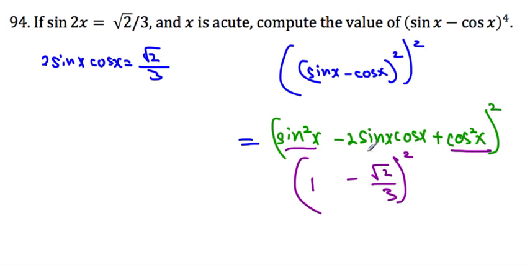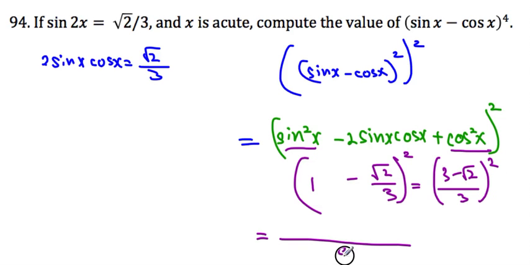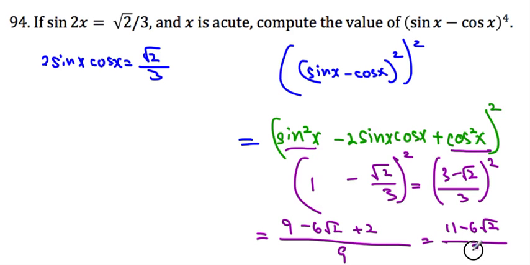Then all we have to do is square this and simplify, and it becomes our answer. Here we have 3 minus radical 2 over 3, squared. Then obviously the denominator becomes 9. Here we get 9 minus 6 radical 2 plus 2, which ends up being 11 minus 6 radical 2 over 9, and that becomes our final answer.